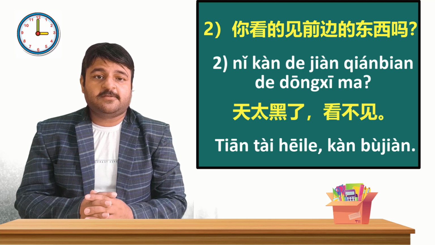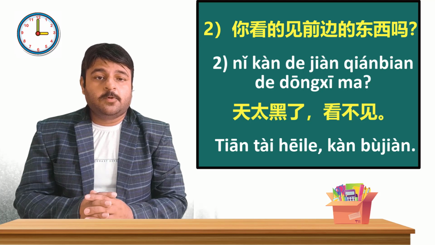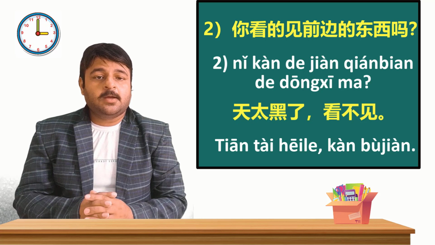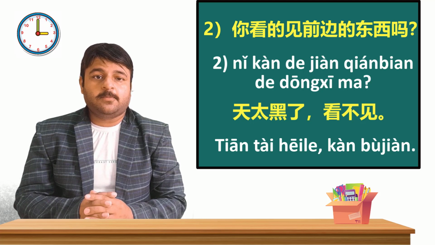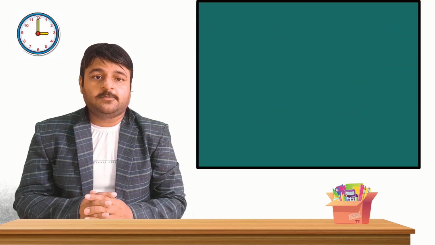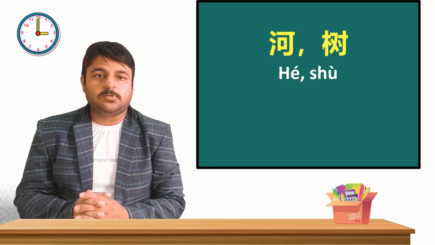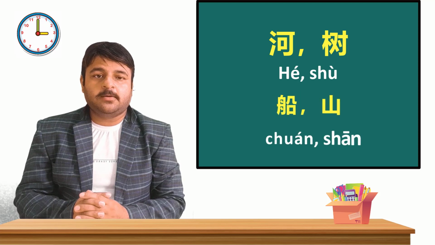Potential complement is made by placing the 得 between the verb and the resultative complement. And if we have to negate it, we put 不 instead of 得. So, 看不见 cannot see. If you can see, then we say 看得见. 看得见, 看不见. Positive form and negative form. Let us move on to the box and read the following words to make replacement in this sentence. 河, river. 树, tree. 船, boat.